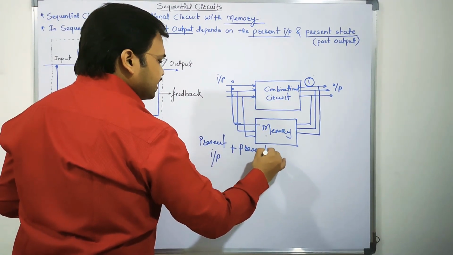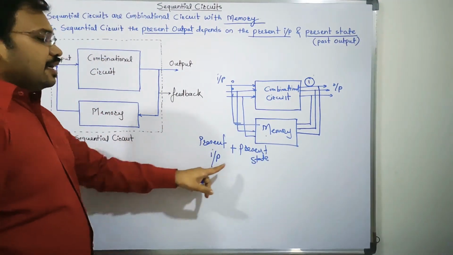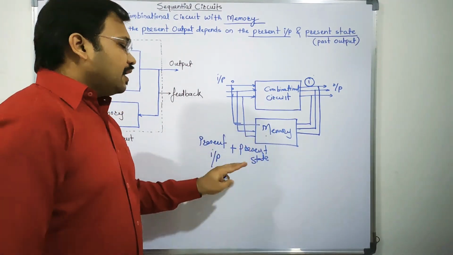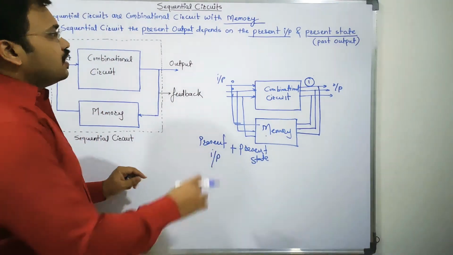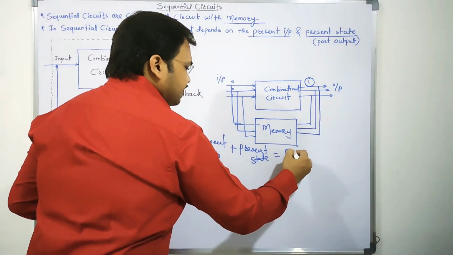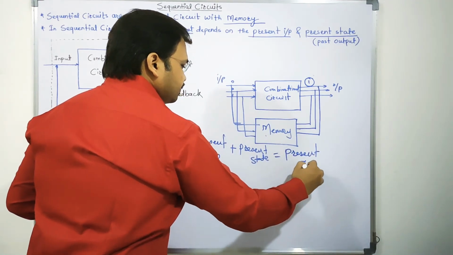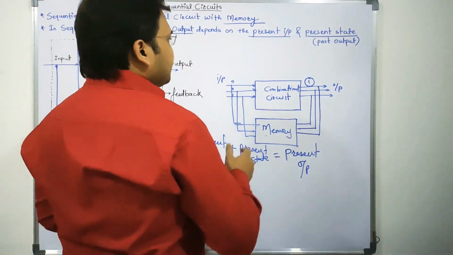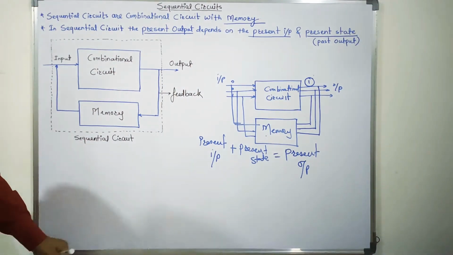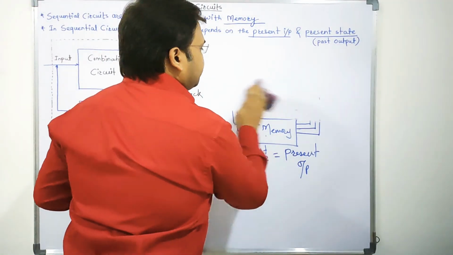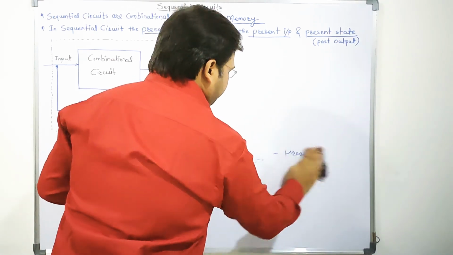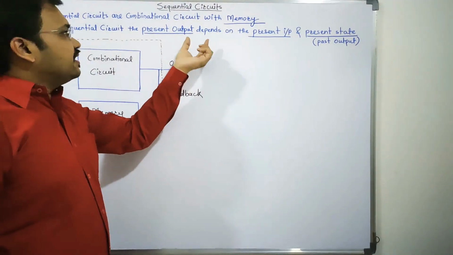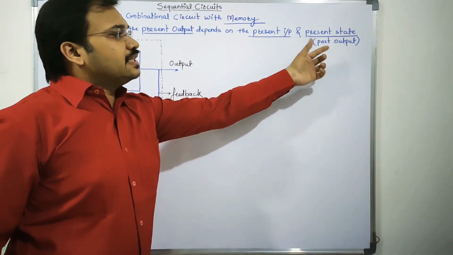As I already told you, the present state is the information to be stored in the sequential circuit. We get the present output from the present input and the present state. As I already discussed, the present output depends on the present input and the present state.